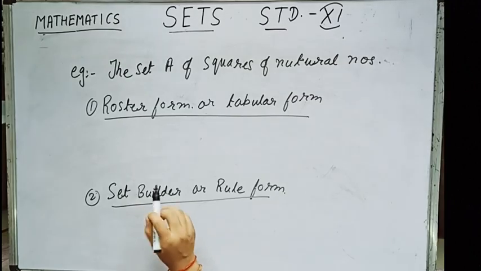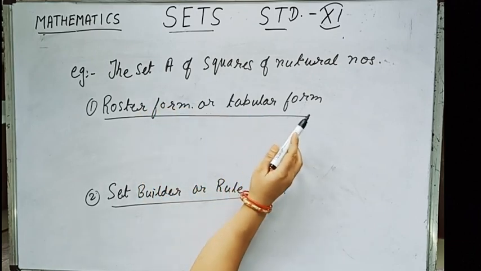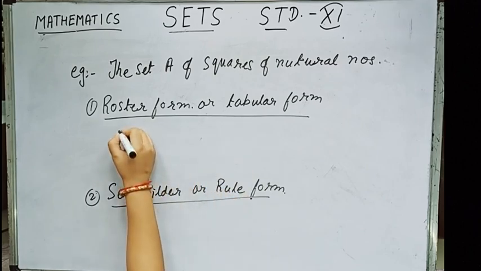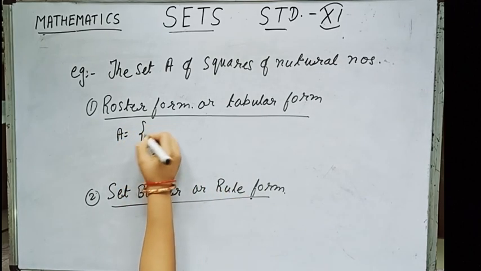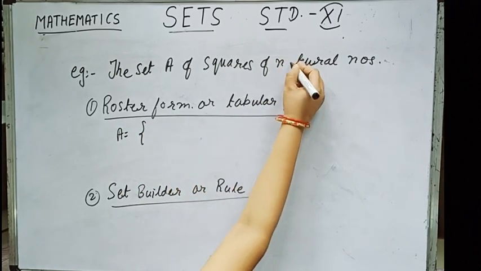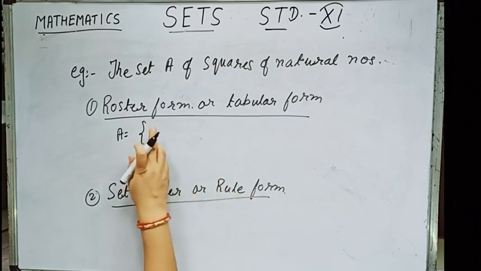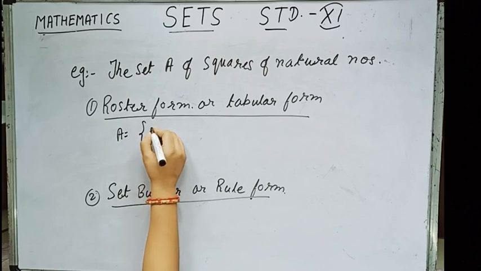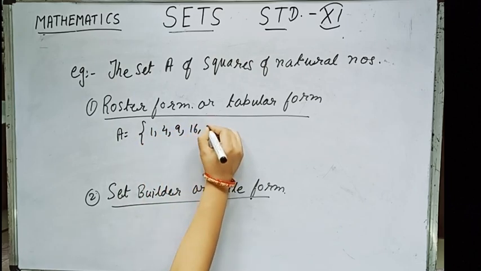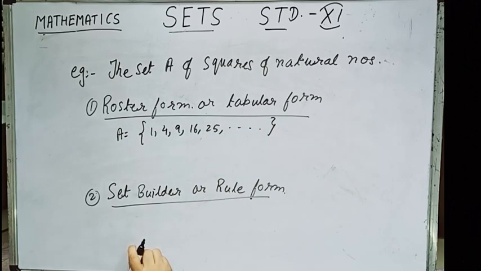Let us take one example: the set capital A of squares of natural numbers. Now in roster form or the tabular form, this can be written as A equals to squares of natural numbers. Natural numbers start from 1, 2, 3, 4 and go till infinity. So squares of the natural numbers will be 1, 4, 9, 16, 25 and so on. This is in the roster or the tabular form.